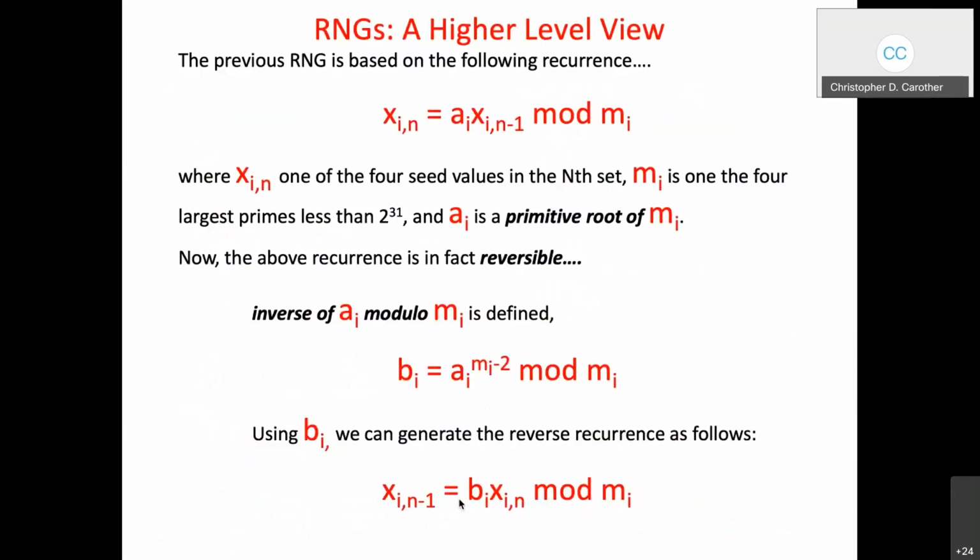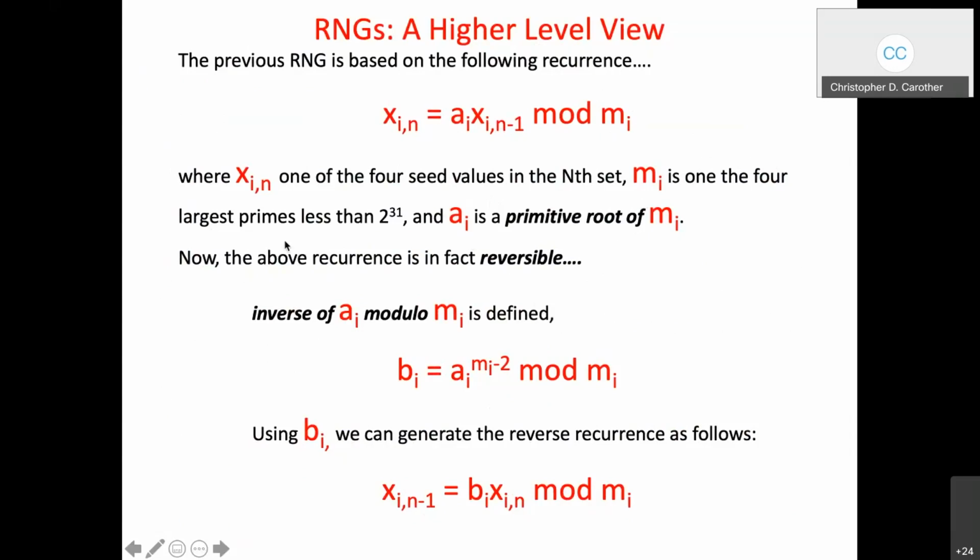All we're doing is taking the seed value that we start with and multiplying it times this a value, where a is the primitive root of m sub i, and m is in fact one of the 4 largest prime values that fit within 32 bits for this particular generator. So we take a sub i times this seed value, we have 4 of these seeds to get the generator up to 128 bits, and we take the modulo of that times m sub i. That's the core of the generator.